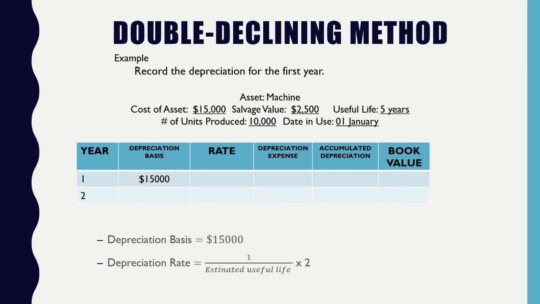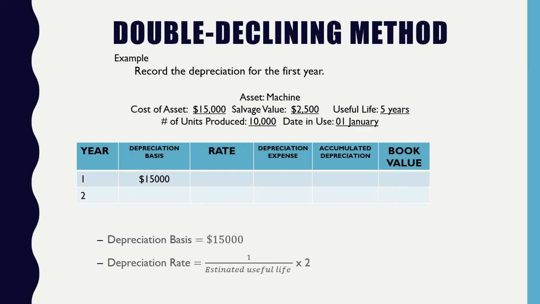Now the rate is going to be 1 over its estimated useful life times 2. So in this case, my estimated useful life is 5 years. So what I'm doing here is I'm taking my depreciation basis, right? And I'm going to divide it by the number of years that it can last me so that I can determine year 1, this is how much depreciation I must take.